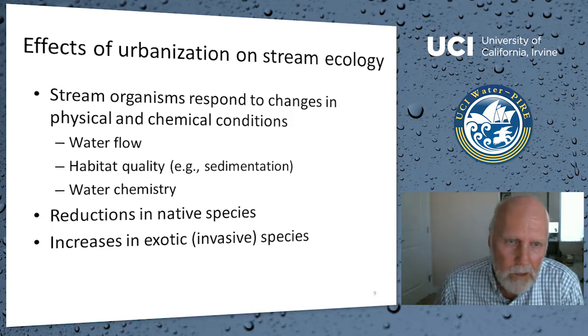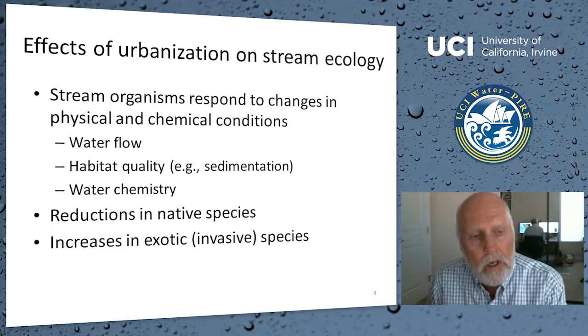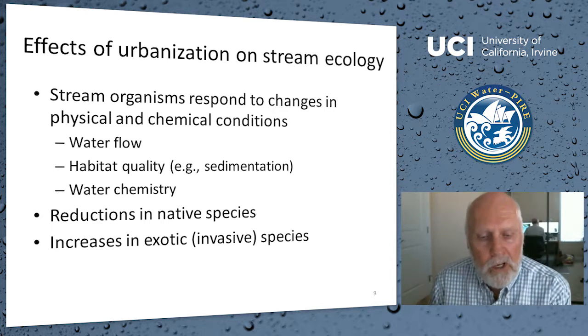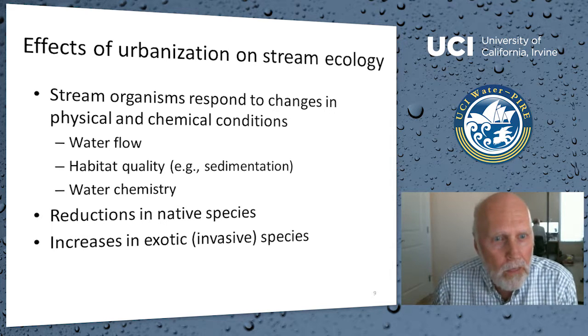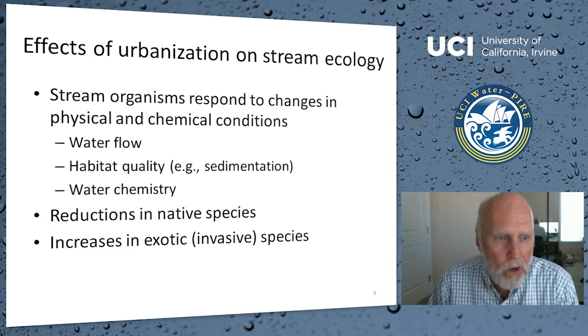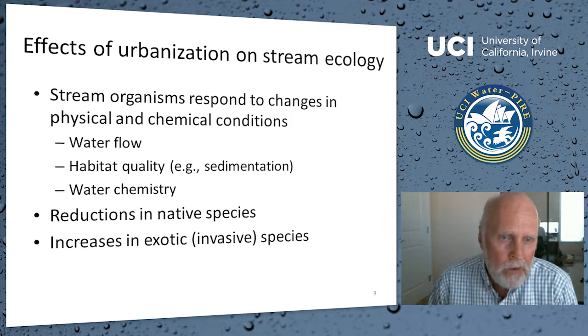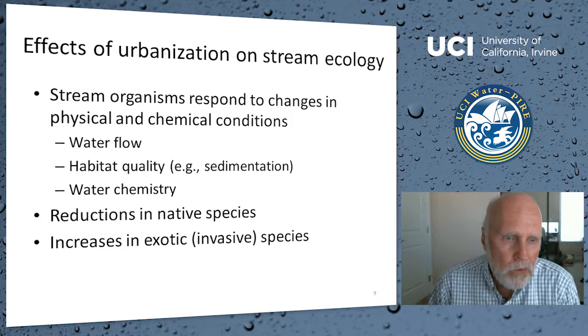And then finally, the next slide, I want to talk about effects of urbanization on stream ecology. So the stream organisms are pretty interesting because since they're living in the stream, they're really tightly dependent on those physical and chemical conditions in the water. So we find that the organisms are keyed into the amount of water flow, various aspects of habitat quality, but in particular sedimentation can have a very big effect on the suitability of the habitat for different organisms, and then of course the water chemistry.